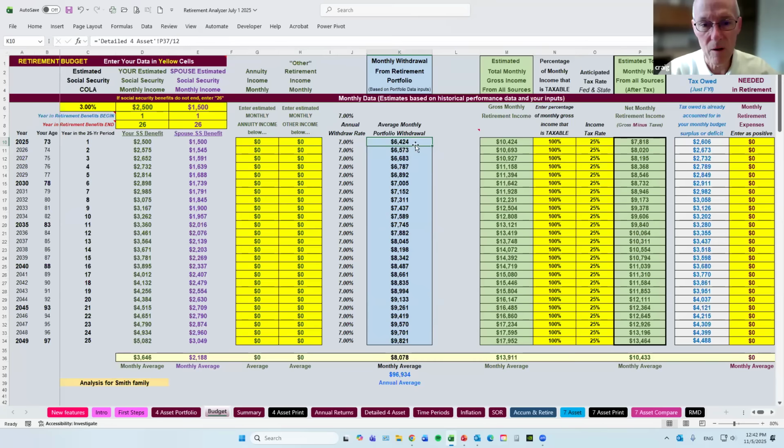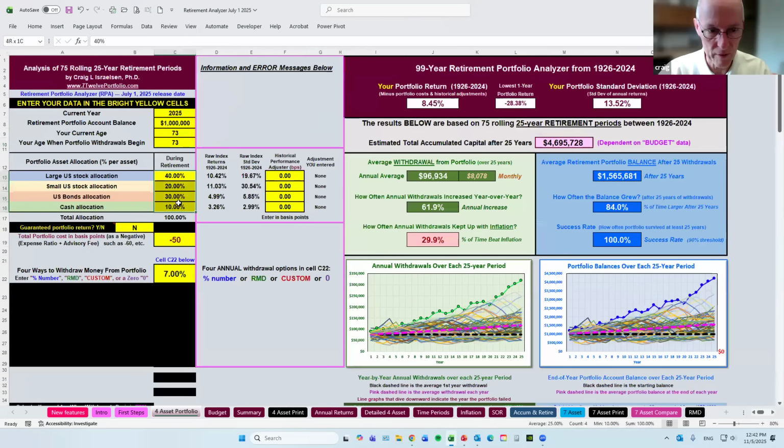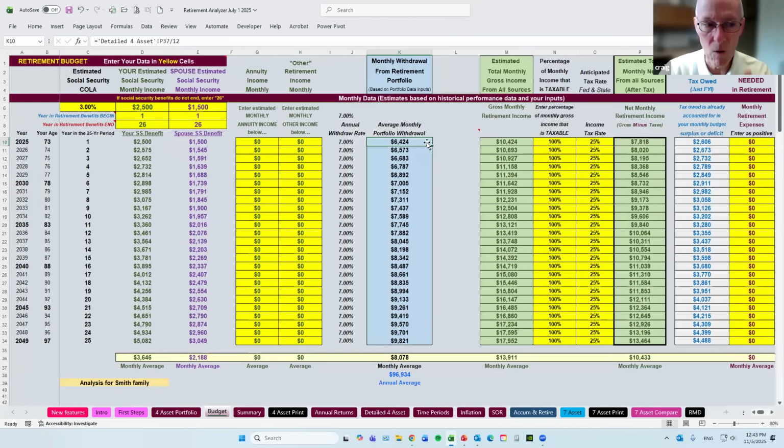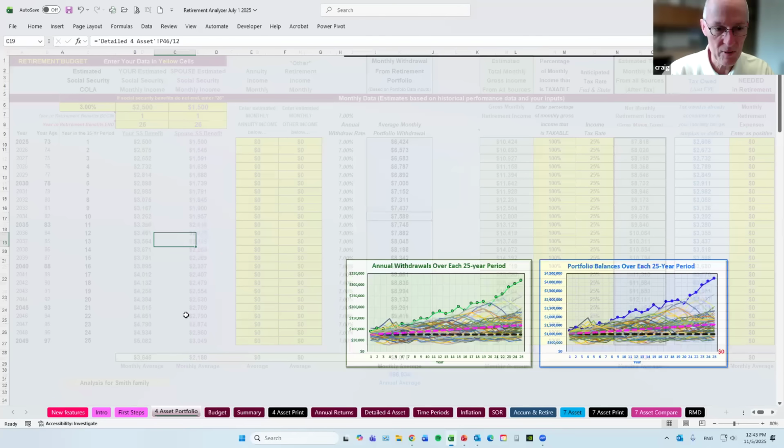Okay, at a 7% withdrawal rate from that portfolio that's 60/40 with 50 basis points of cost, your average monthly withdrawal in year one was 6,424. I'm going to write that down, 6,424, year one. And then in year 10, I'm just looking across here at year 10, it was 7,589. So 6,424 in year one, 7,589 in year 10. Okay. With just that in mind, let's go back. Let's enter 10% here.